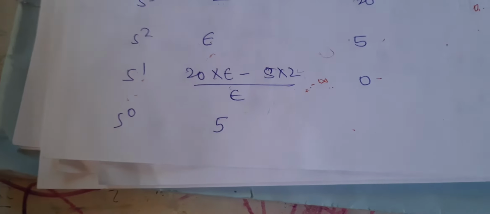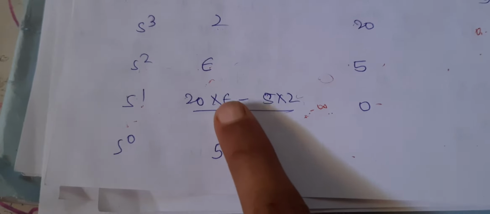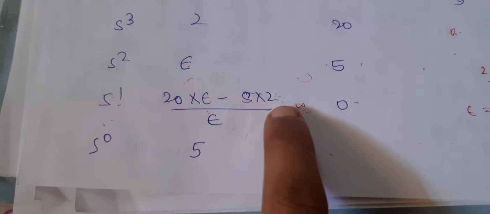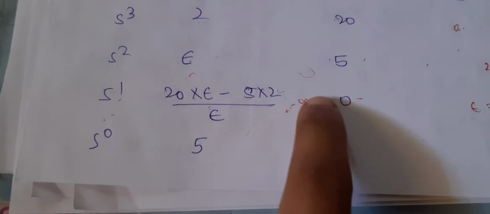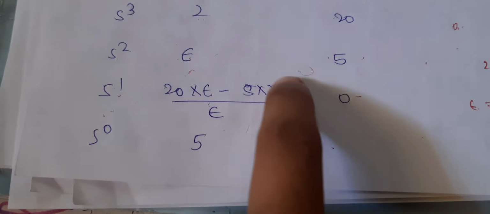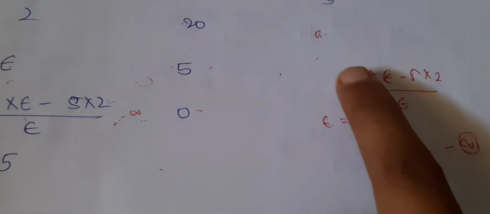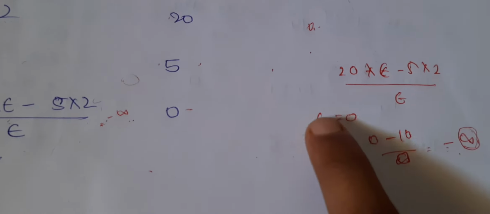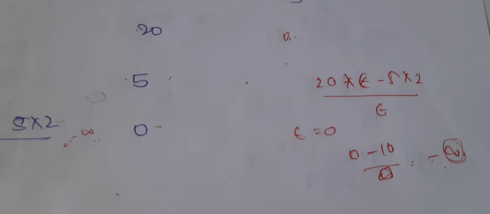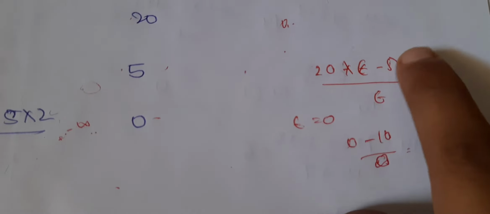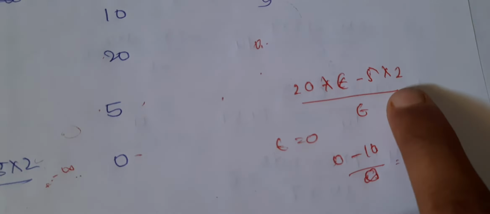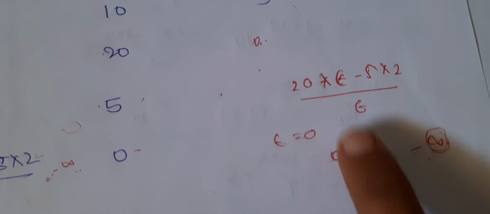Next, to evaluate the first-column entry, put epsilon equal to 0. That is (20 into epsilon minus 10) divided by epsilon. Putting epsilon equal to 0, 20 into 0 is 0, minus 10, so the value is minus 10 divided by 0, which tends to minus infinity.